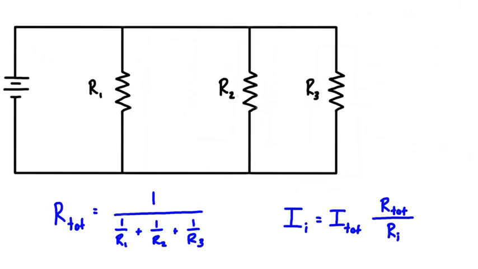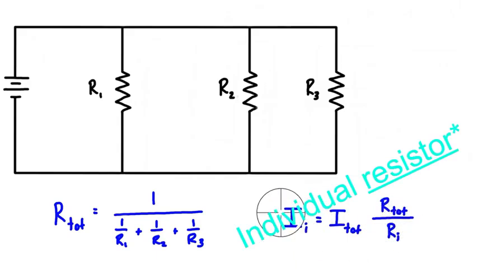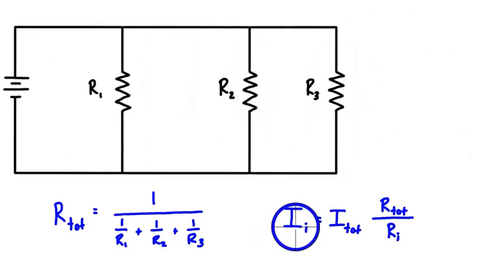And you might be familiar with these expressions here, where the total resistance in a circuit like this is just equal to 1 over the sum of the inverses of each of the resistors. You might also see this expression, where the current through any particular resistor is equal to the total current of the circuit times the total resistance divided by the resistance of that individual resistor we're considering the current to be flowing through. So if we were just looking for these expressions, here they are.